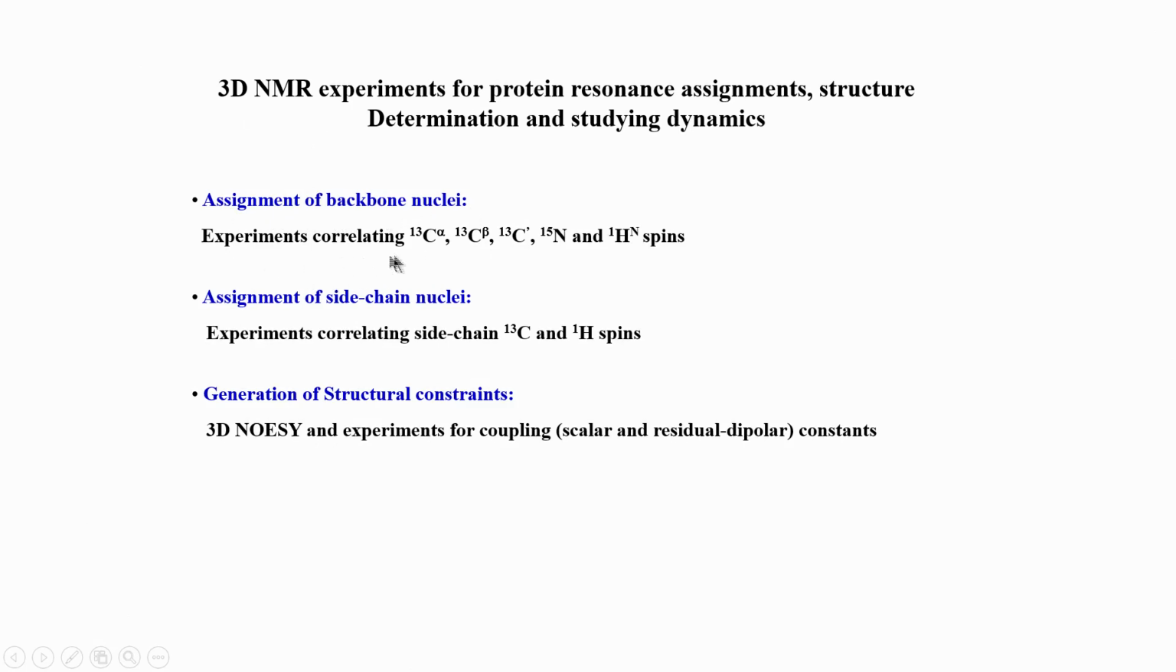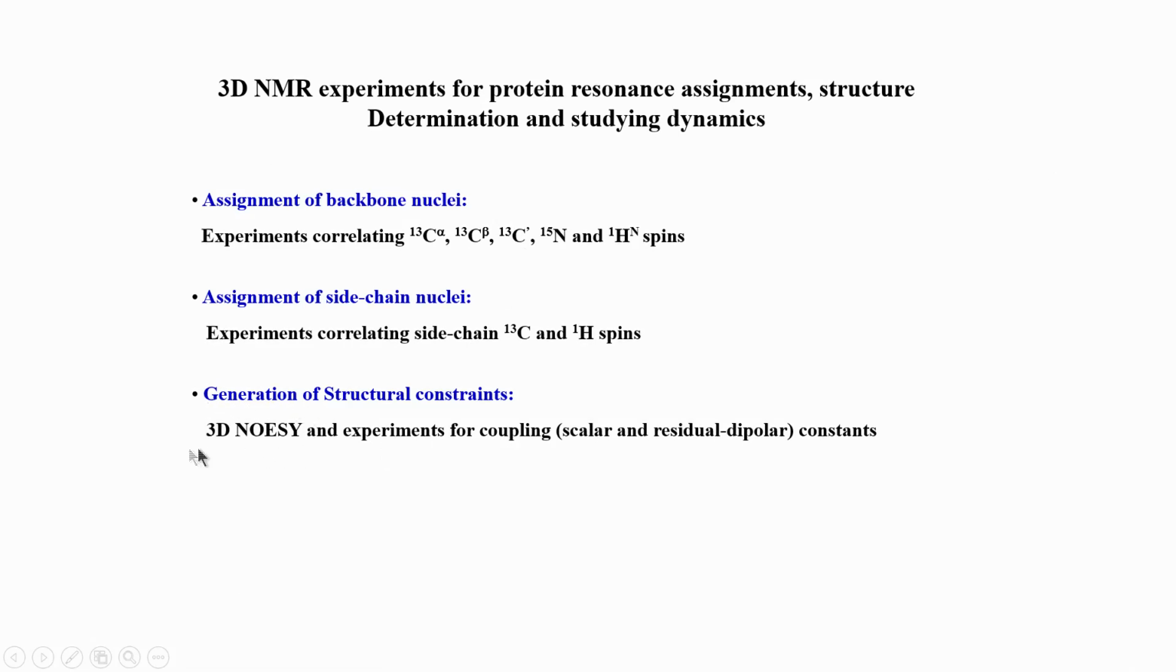Once the backbone nuclei are assigned, the next step needs another set of 3D experiments, which will help us get the chemical shifts of the side chain protons and carbons. This is different from the backbone, and the experiments required involve completely different principles, which we will also look at. Once you have assigned all the protons, carbons and nitrogens, we move on to the final stage, structure calculation, where we use an experiment called 3D NOESY.